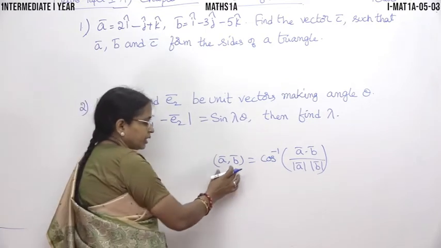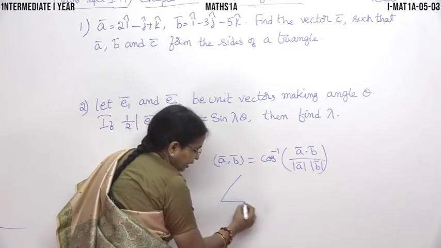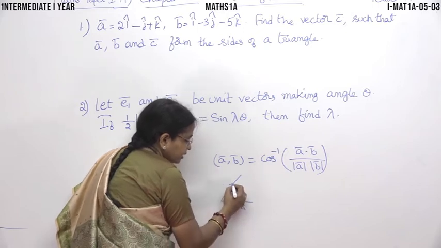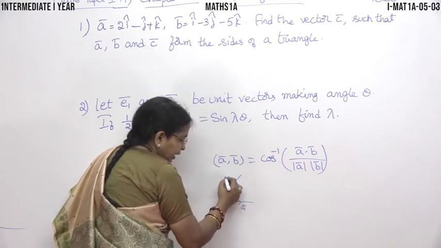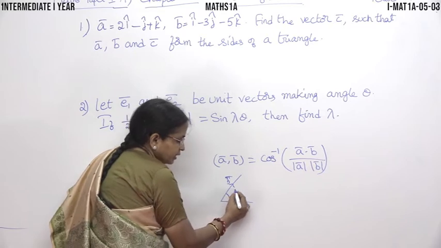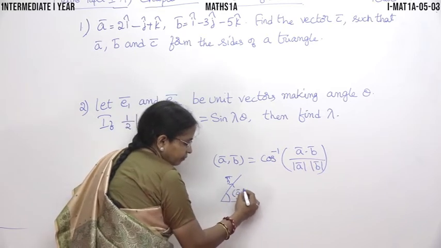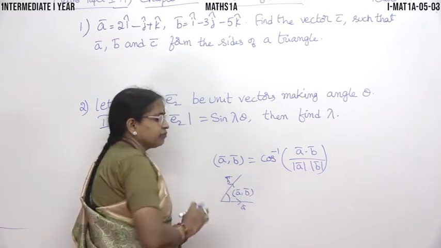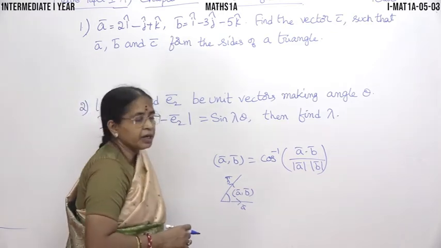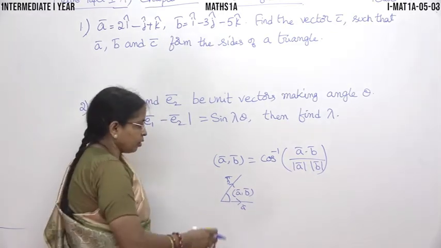Angle between two vectors: suppose A and B vector are like this. This is A vector and this is B vector. Then the angle between them is denoted by this symbol AB. That is given by the formula cos inverse of A dot B by mod A mod B.